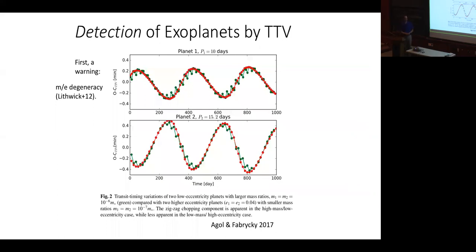This is from a review article Eric Agol and I wrote. So it's Eric's figure. And what he says is, in green, you have two low eccentricity, so nearly circular planets, and they have a mass ratio of 10^-6 to the star. So that's a little bit lower than the Earth. So very small, but nevertheless, it's a larger mass ratio. Whereas if you pump up their eccentricities to 0.04 and go with 10 times smaller mass, 10^-7 solar mass, you get the red curves.